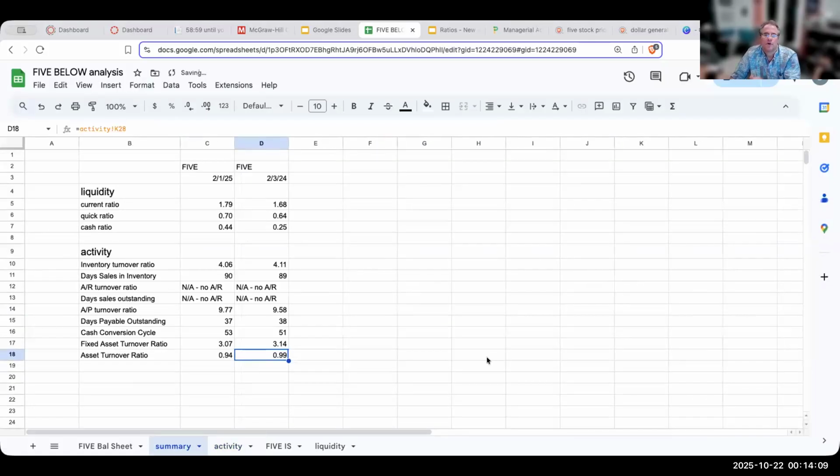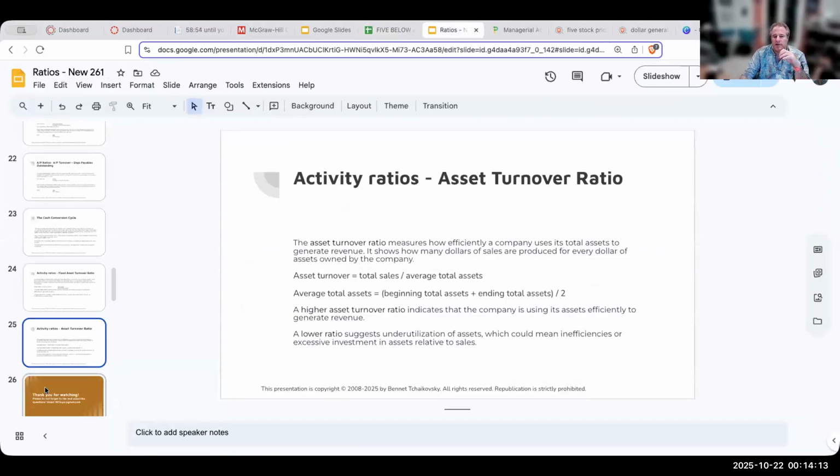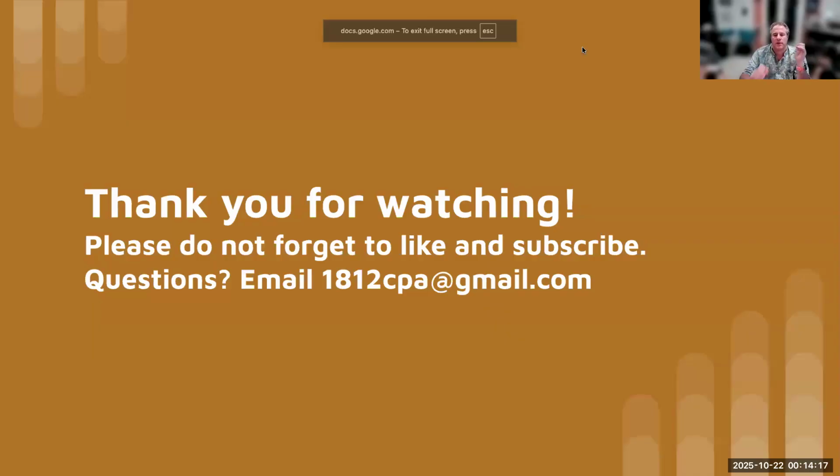Okay. So that brings us to the conclusion of our activity ratios. And again, every company that you look at is going to be different. But when you're looking at similar industries, you'll see some similarities with the ratios. That's why we go through and do this, to get a better comparison and do a deeper dive quantitatively.